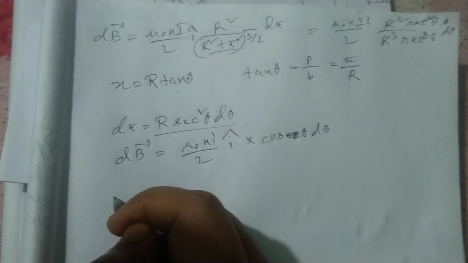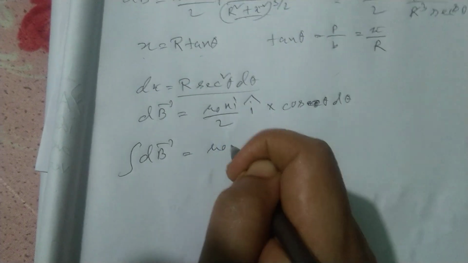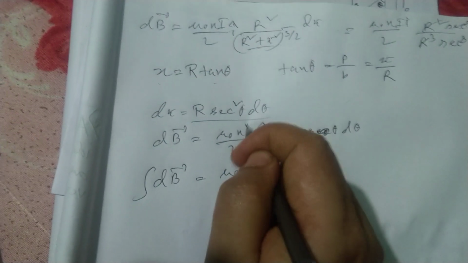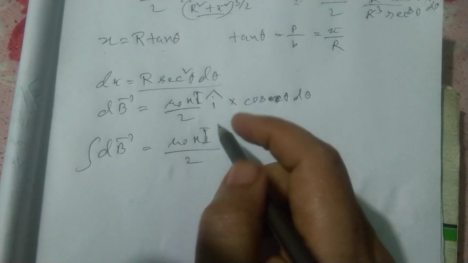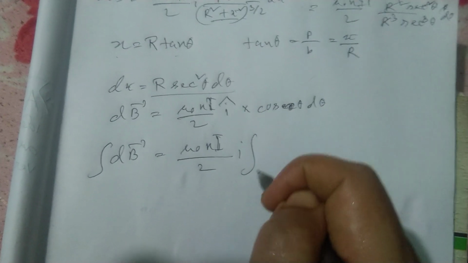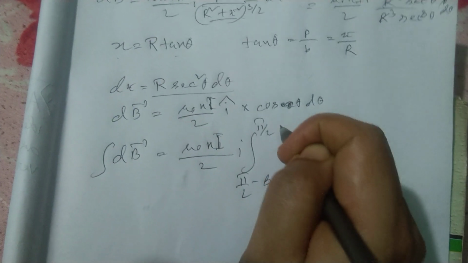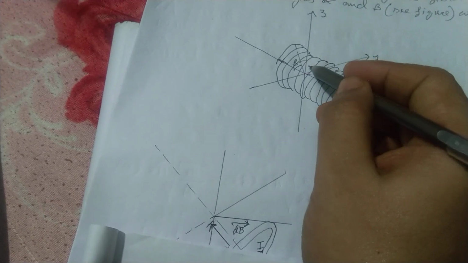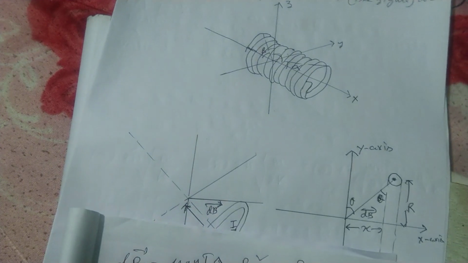Now I can write, integrating both sides, dB is equal to mu 0 n I, I means current, divided by 2 i cap, and integration from pi by 2 minus beta to pi by 2 minus alpha. How, friends? Because according to the diagram, pi by 2 minus alpha and pi by 2 minus beta, this is this portion. So this is the total.